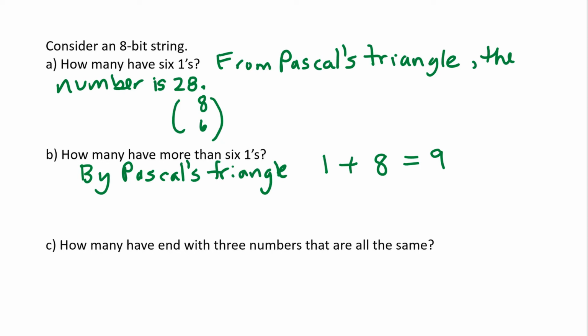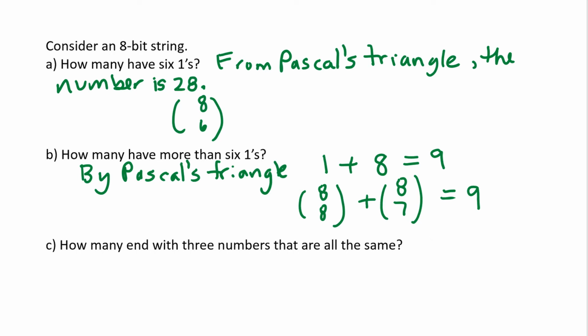This can also be computed directly as a combination of 8 choose 8, so if the 8 digit places, choose all 8 to be ones, and add that to 8 choose 7 of the 8-bit string places, choose 7 of them to be 1, and this is also equal to 9.